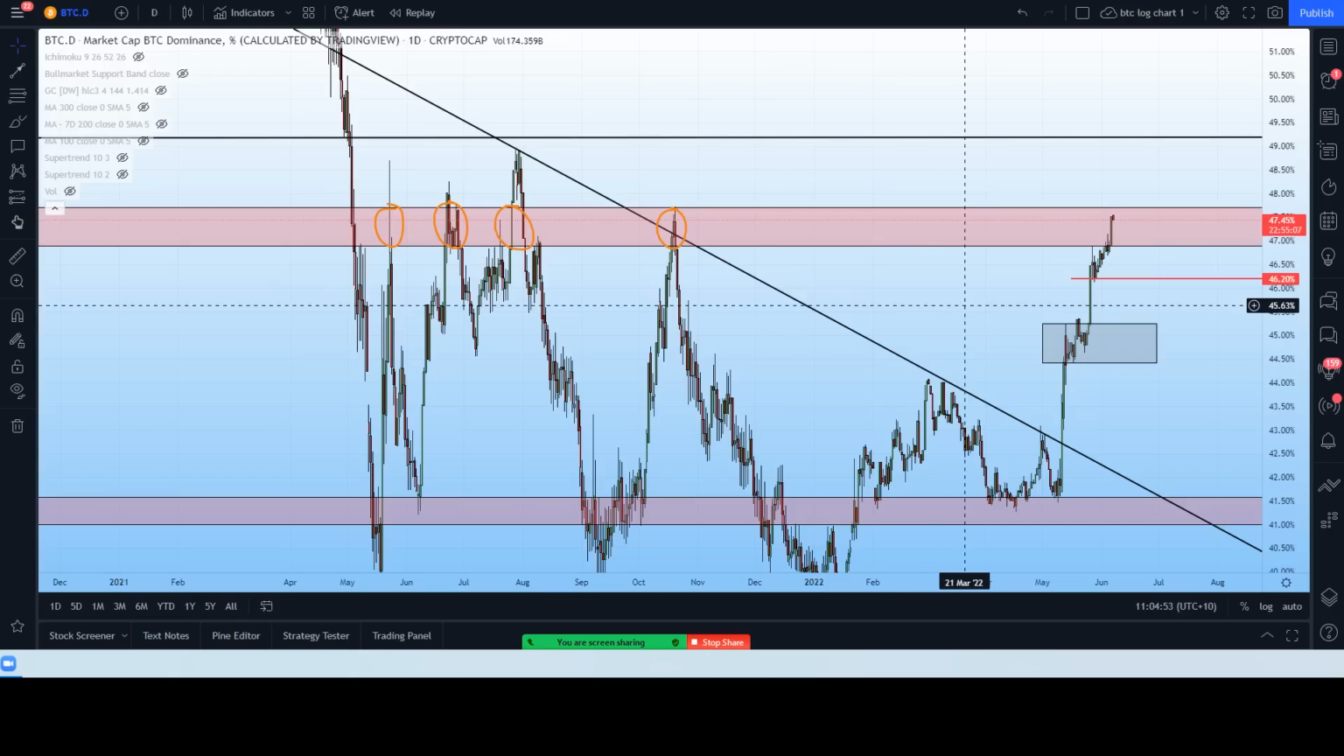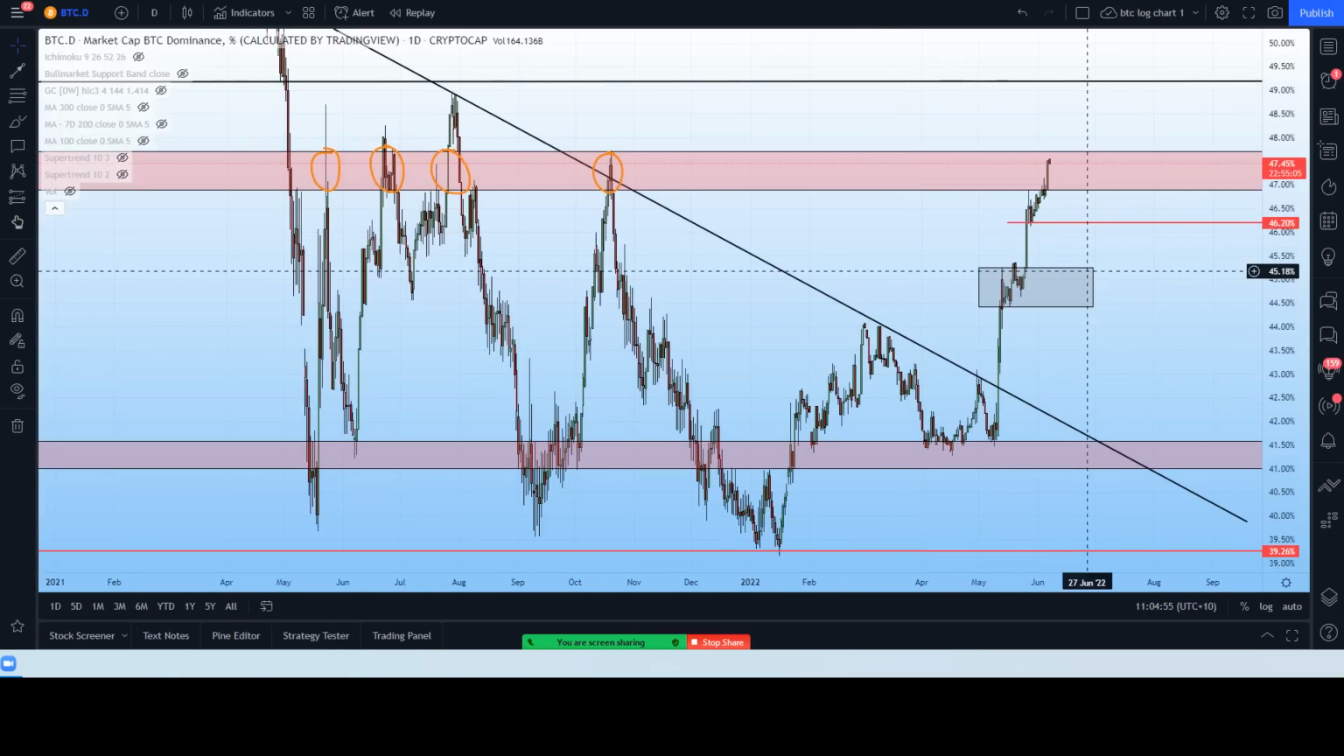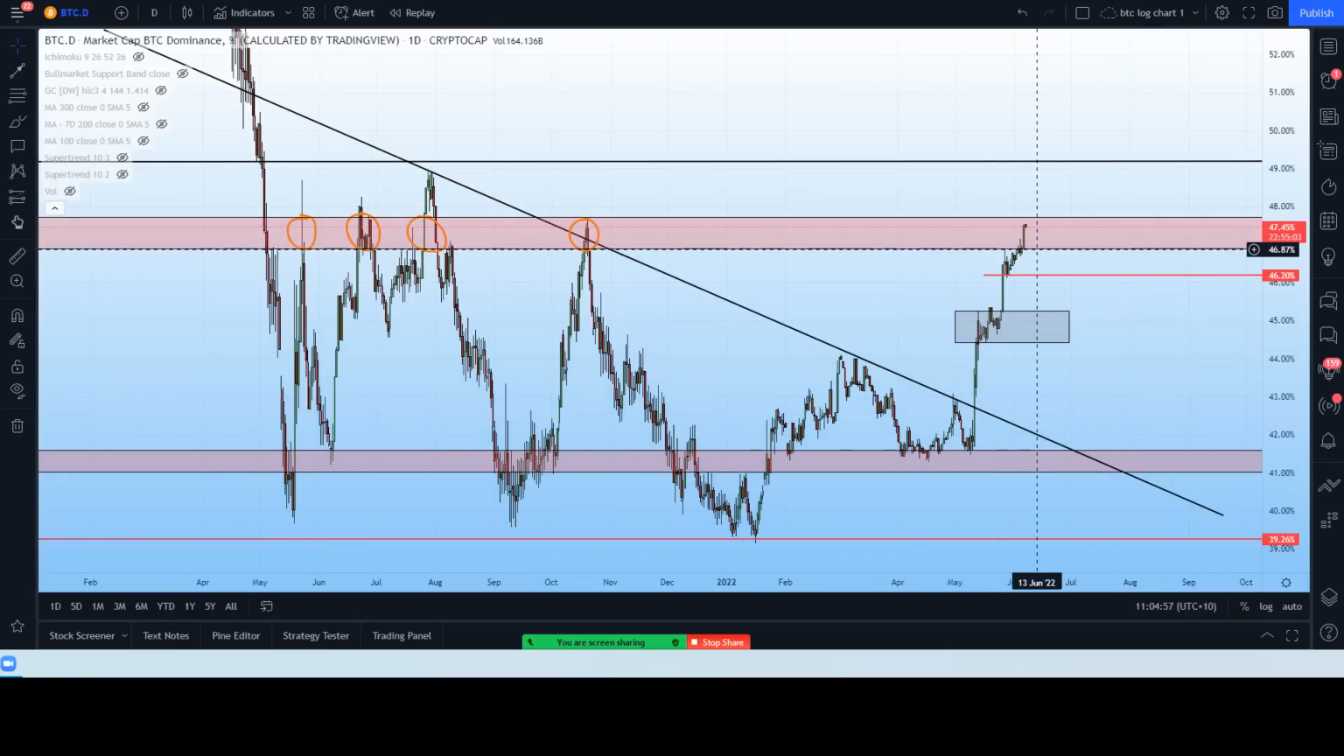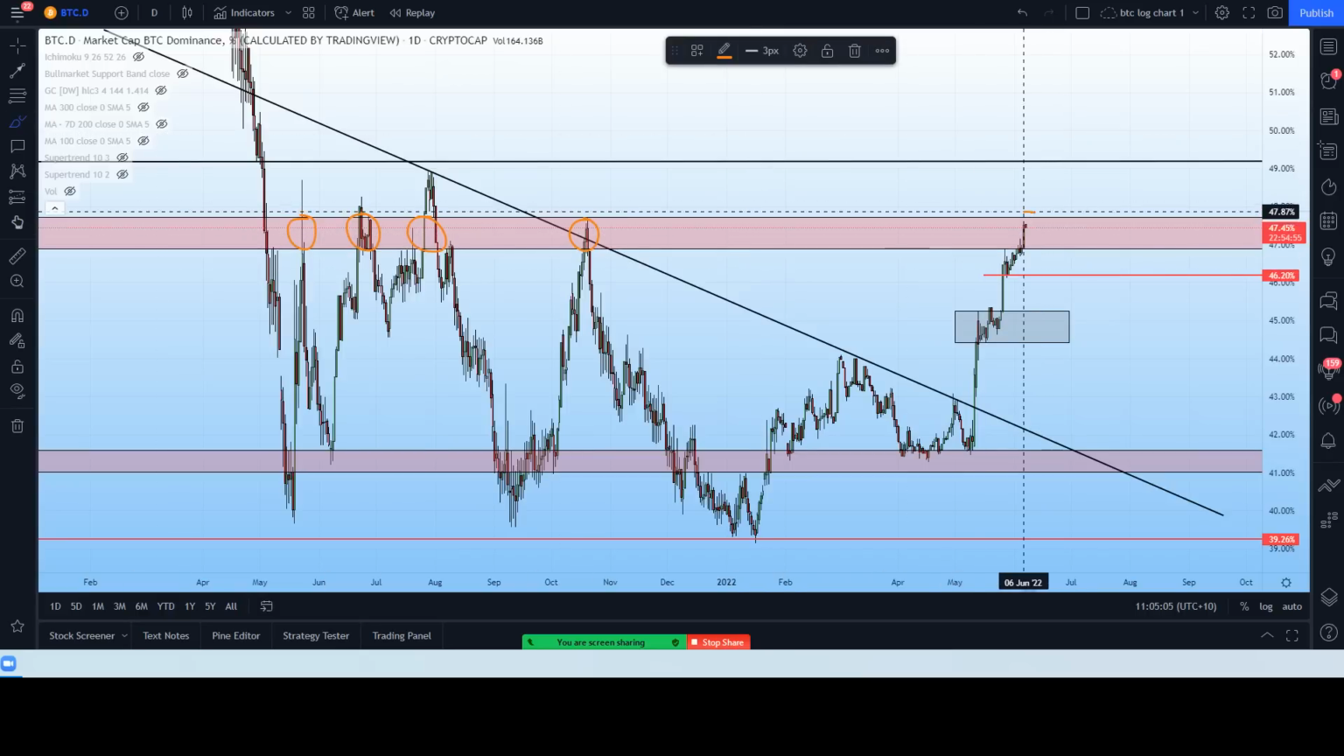I think I'm going to talk about Bitcoin dominance. Bitcoin dominance, guys, has been pushing upwards and is pushing into that 47, so 47 to 47.5 major resistance. Of course, Bitcoin dominance represents the discrepancy between total money in Bitcoin compared to altcoins in relation to total cryptocurrency market cap.